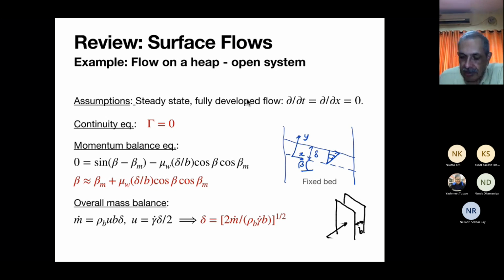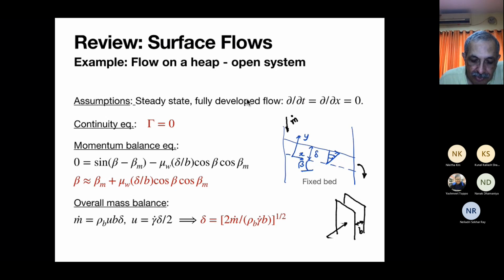And we are looking from here. So what we see is a layer of constant thickness flowing at a constant velocity. So what we assume is that all derivatives with respect to time and distance are 0 for this problem. So material comes in from here, flows on top of the heap and then flows out. So let's say this is coming in at a mass flow rate of m dot, and the same mass flow rate is going out from there.